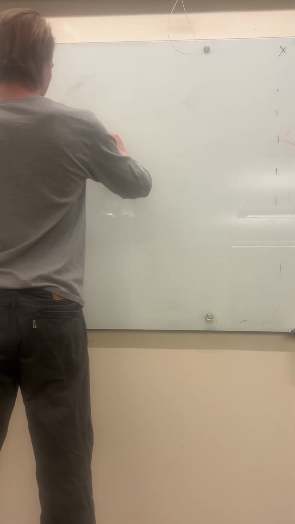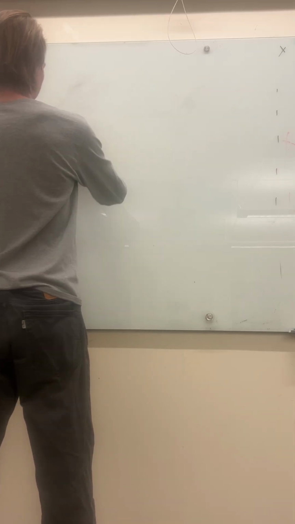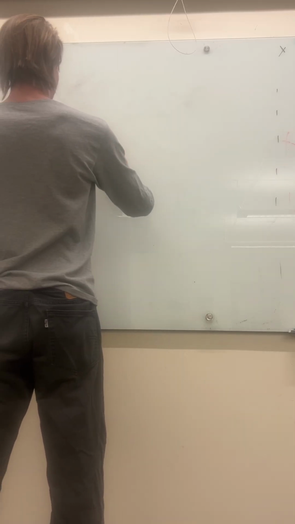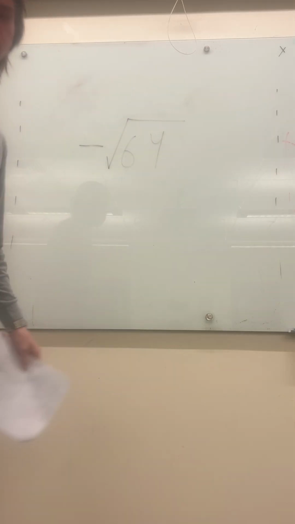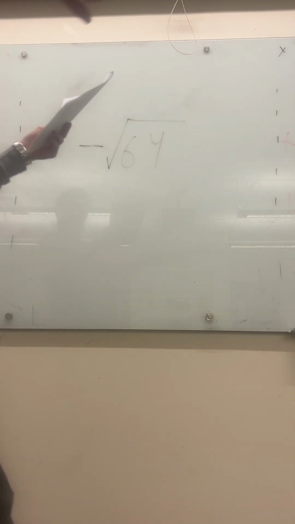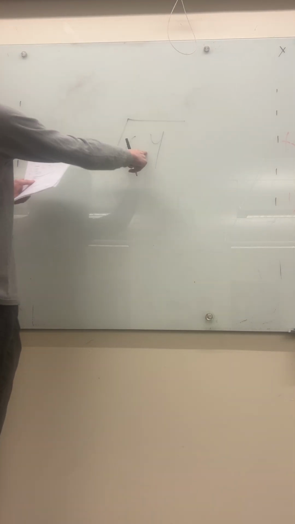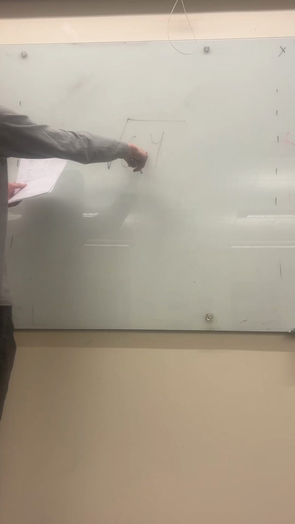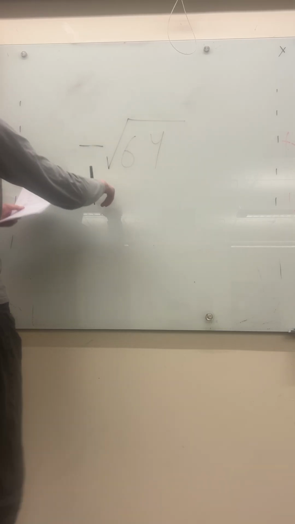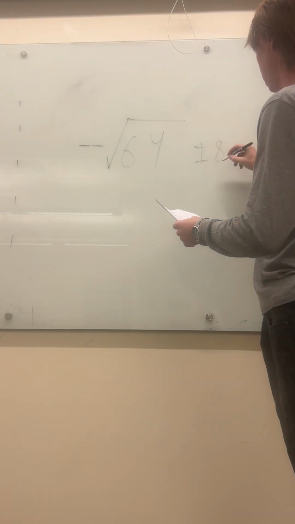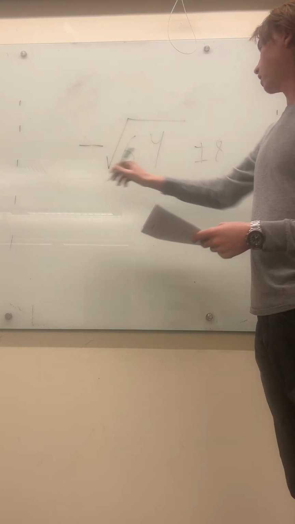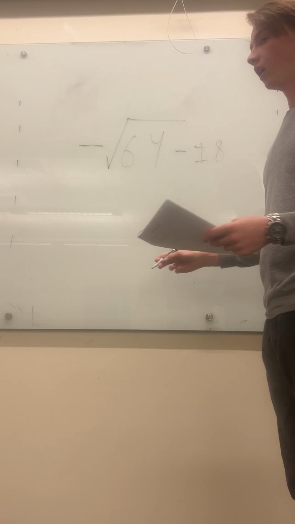So, negative square root 64. You can see that, right? Yes, you can. So, square root of 64 is going to be 8 and negative 8. So it's plus or minus 8. But there's the negative on the outside, so it's negative plus or minus 8.